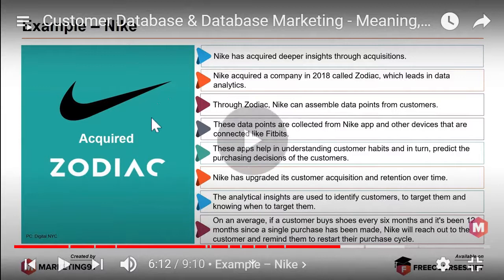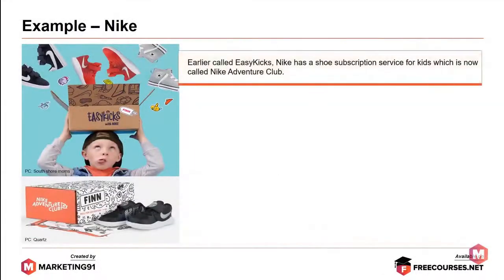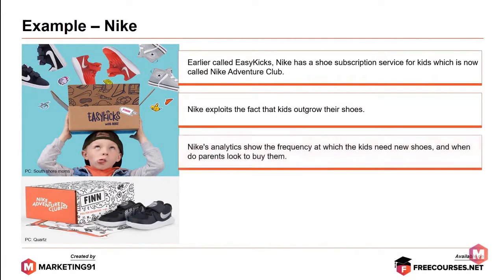Please focus here, please. Start their purchase cycle. And the final strategy from Nike. Earlier called Easy Kicks, Nike has a shoe subscription service for kids, which is now called Nike Adventure Club. Nike exploits the fact that kids outgrow their shoes. Nike analytics show the frequency at which the kid needs new shoes and when parents look to buy them.